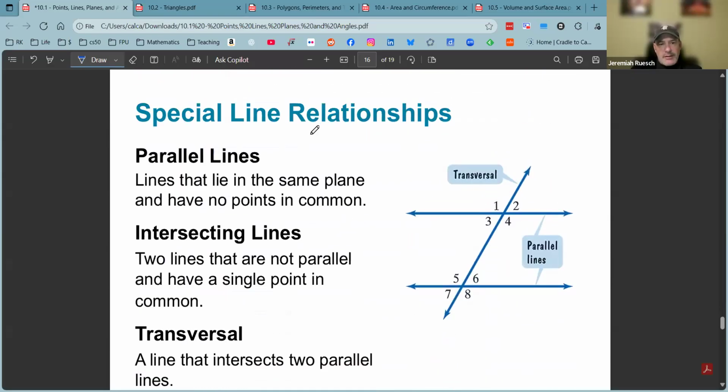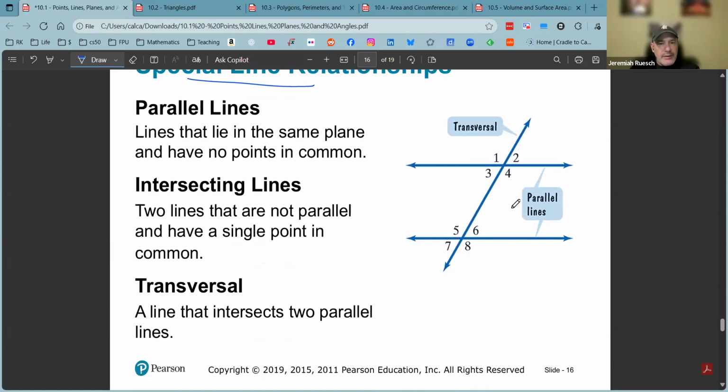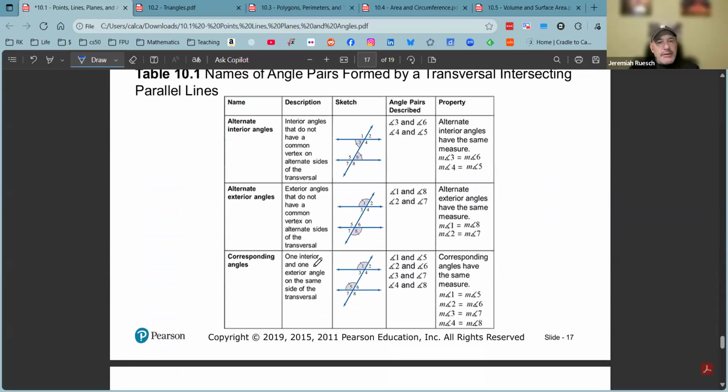All right, now we're getting into special line relationships. Parallel lines introduce a lot of useful and powerful information. Parallel lines are lines that never intersect, or we sometimes say they intersect at infinity. Intersecting lines are lines that cross each other. Here, the transversal is the line that crosses both of these parallel lines. The transversal is the name of the line that crosses both of these. An intersecting line would just be one that stopped here, for example. All right, let's dive into all the information.